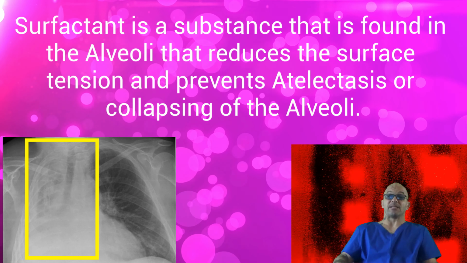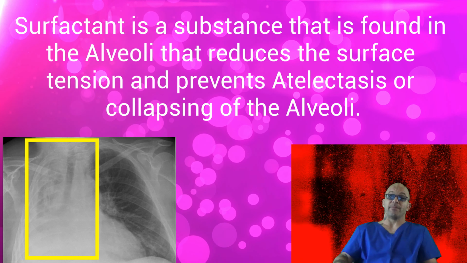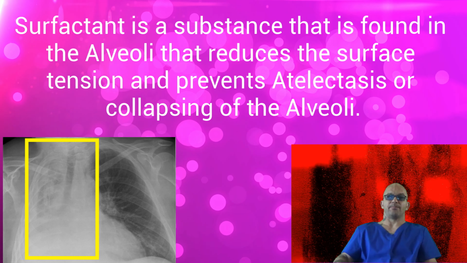Surfactant is a substance that is found in the alveoli that reduces the surface tension and prevents atelectasis, or collapsing, of the alveoli.